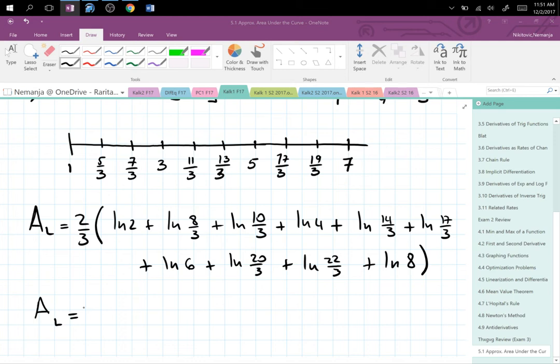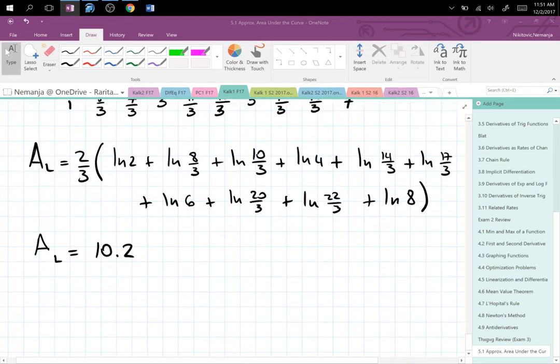10.2. Exactly. Well, not exactly, but 10.2, and then it goes 3 zeros, and then 2, 7, 2, 4. So left-hand sums ended up being 10.2. Right-hand sums now. Still 2/3. And I'll say ln, and instead of 2, we're not using 2 anymore. We are using, this is 22, then 24, 26. So that's 76 over 2 plus old terms from there.